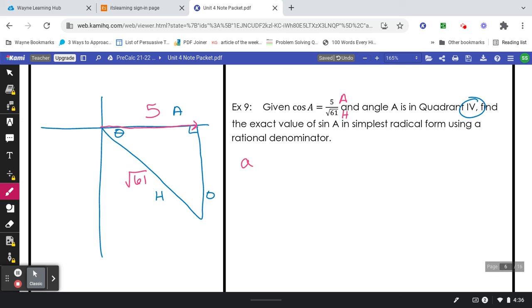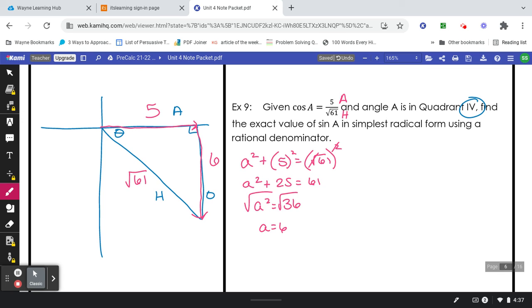Pythagorean theorem one more time. Subtract 25. Get A equals 6. As I put the 6 onto the triangle, think about whether that 6 should be positive or negative. Think about the direction that triangle is going. Because it's going down, you'll need a negative on that 6. So another invisible negative.